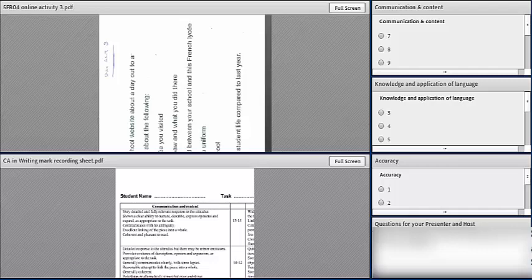I think what I'd like you to do is to have a look in just a moment at this task. I'll try not to say too much about it before we start, but essentially I'd like you to read through the task, and this time, instead of going for little aspects of the mark scheme, I want you to look at the whole mark scheme and try and give an actual mark in those three categories: communication and content, knowledge and application of language, and accuracy. So again, you've got the voting boxes there to be able to put in what you think the mark is.